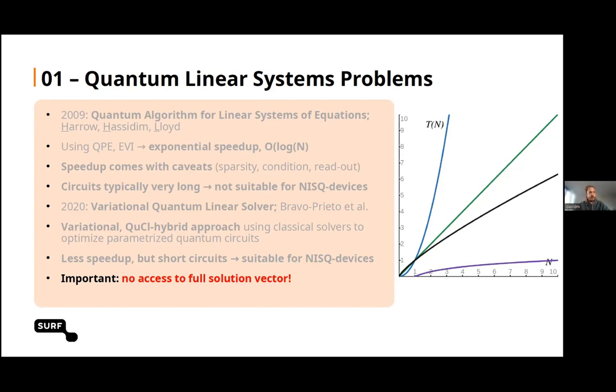So we are very limited to problems where we can either work with some sort of an expectation value of the solution, or some partial solution, or we can do some amplitude amplification on the solution, or search for some maxima, these sorts of things. But this is important to keep in mind.